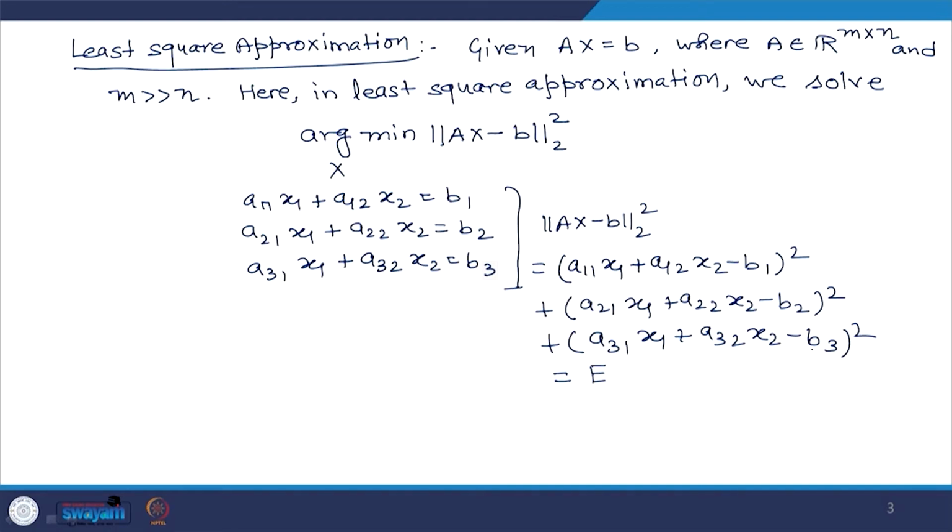So, for minimizing this, what will I have? I have to put the necessary condition of the minima, that is del E over del x1 equals 0 and del E over del x2 equals 0. So, from this I will get two linear equations in x1 and x2, and by solving those two linear equations I will get the values of x1 and x2 which minimize the sum of the squares of the residual errors.